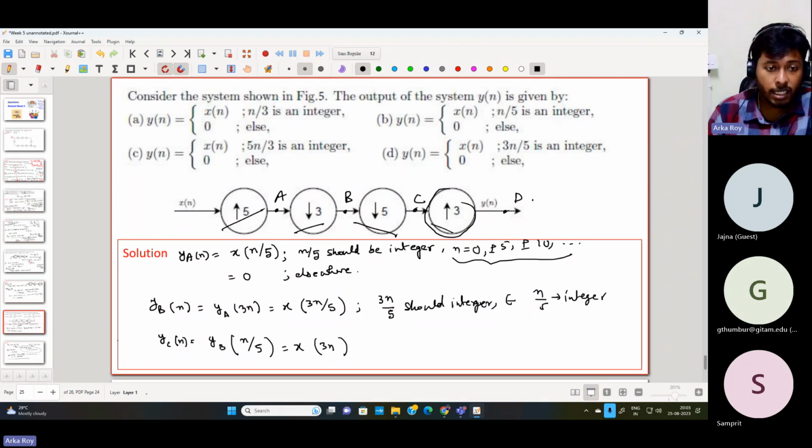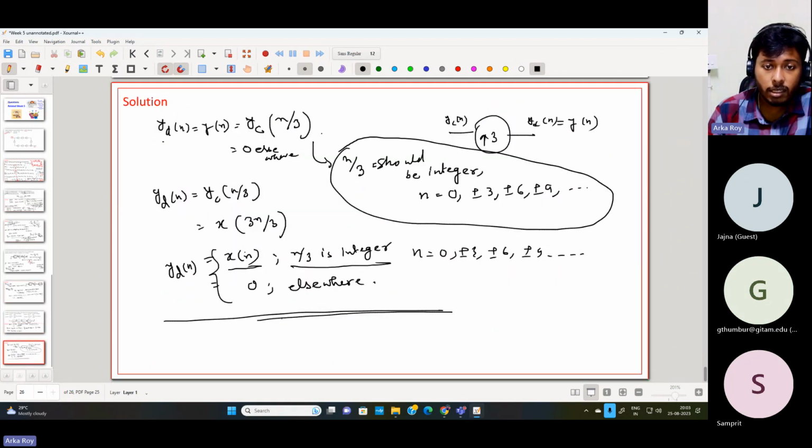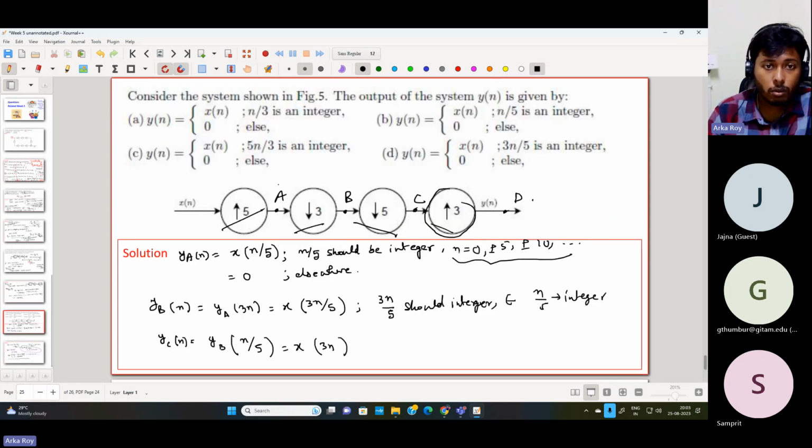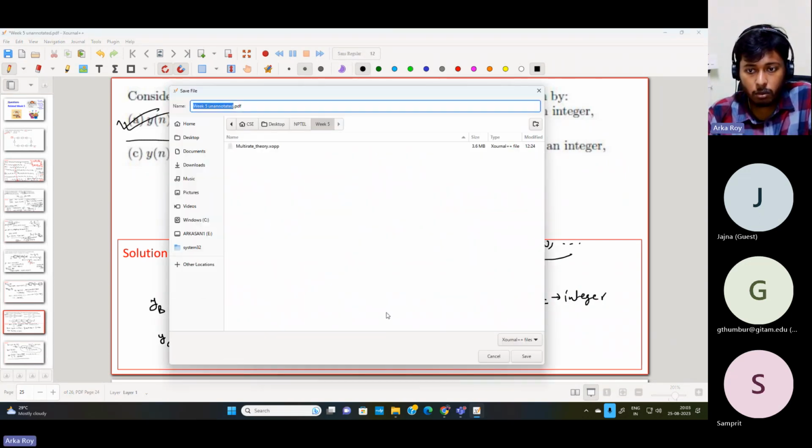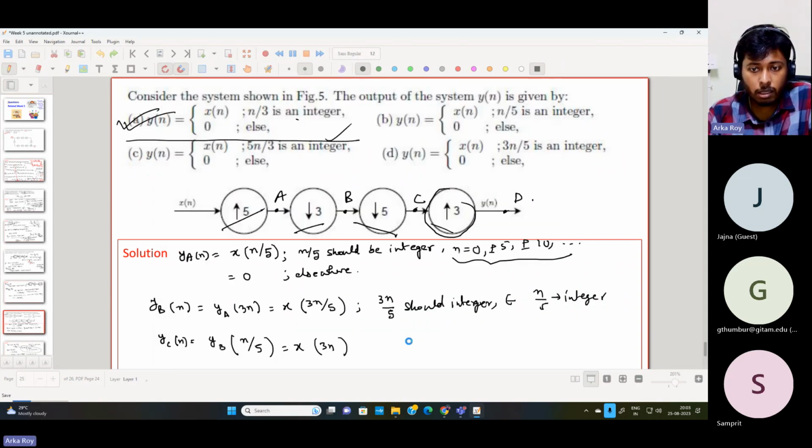So let's check the final solution, that is x of n at n by 3 is an integer. So x of n by 3 where n by 3 is an integer. The other options are incorrect, so this is option A. So n by 3 should be an integer to get the final answer for this particular question.